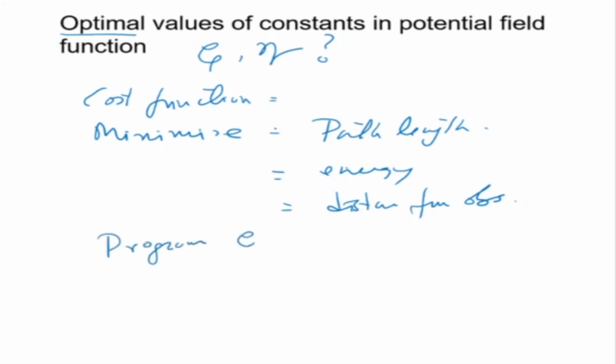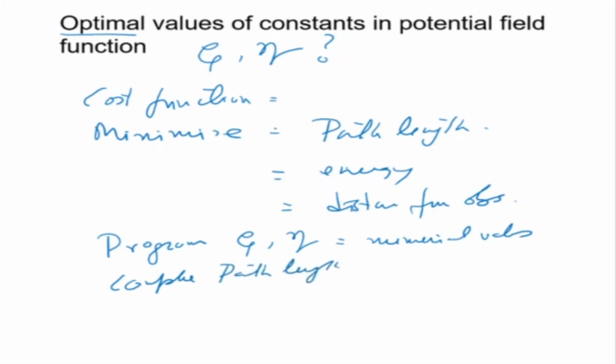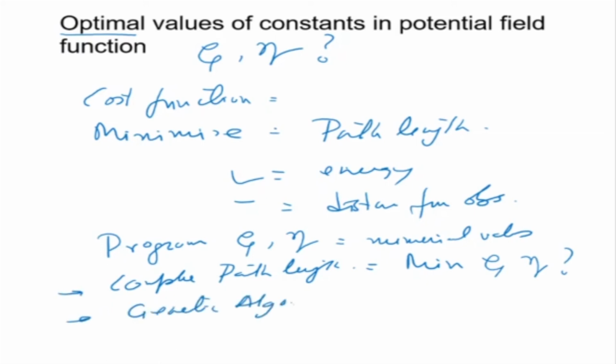So what we basically do is write a program which varies eta and zeta, puts in different numerical values, and computes the path length, or maybe energy, or maybe distance from obstacle, and then sees which is the minimum case, so which is the best zeta and eta. You can use standard optimization like genetic algorithms, which can vary eta and zeta, with a cost function to be minimized, which can be the path length.